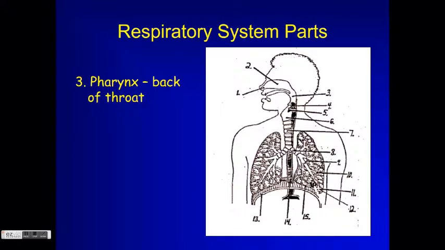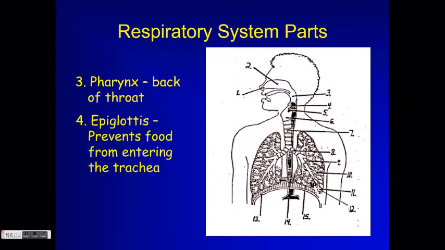Number four we introduced to you a little bit in our last unit with the digestive system. Number 4 is the epiglottis. It prevents food from entering the trachea. When you are breathing, that epiglottis should be in the up position, allowing air to go down into the lungs. And when you're swallowing, the epiglottis should cover that next part up, this trachea, so that food is directed down the esophagus into the stomach.